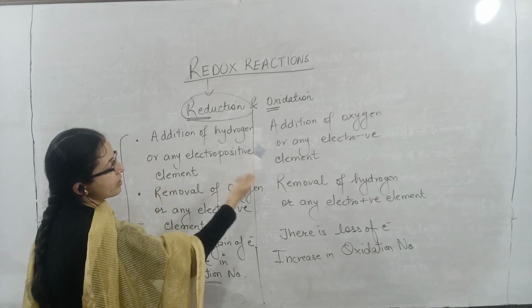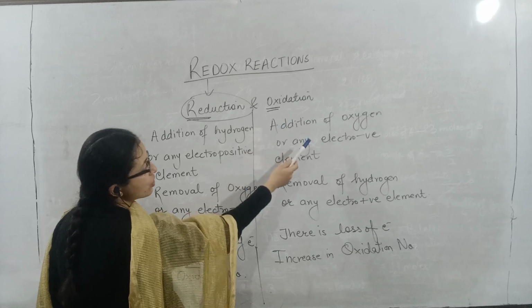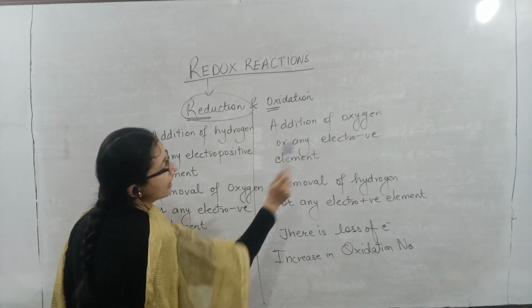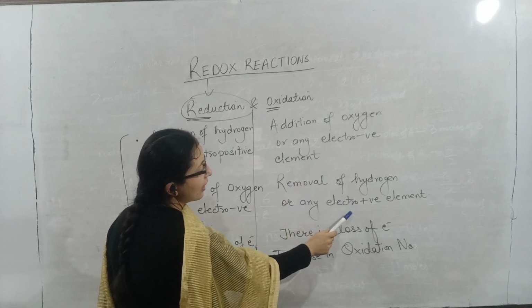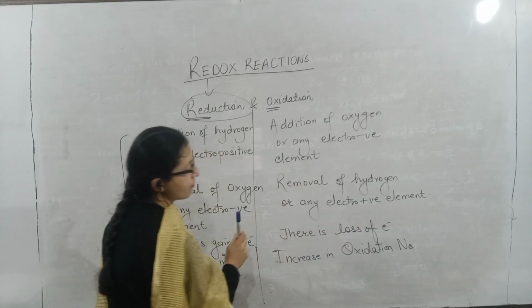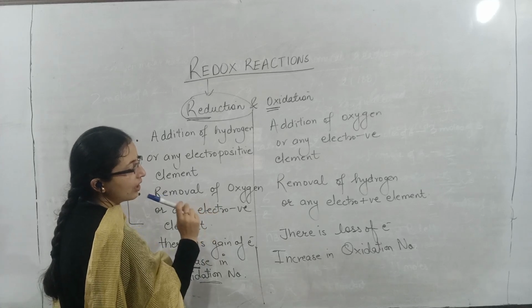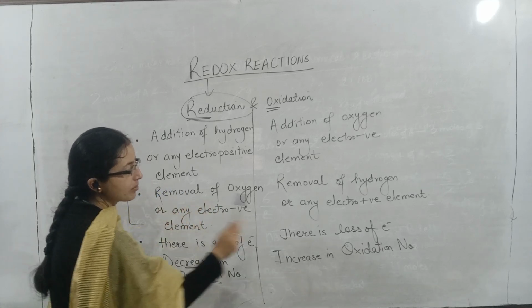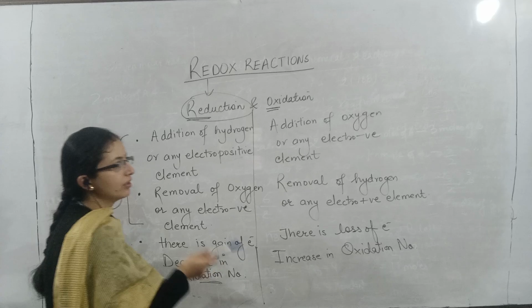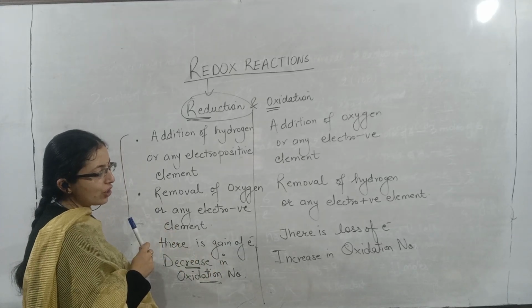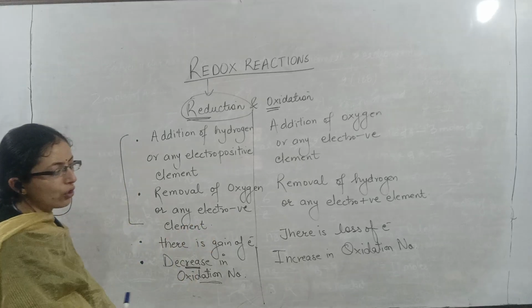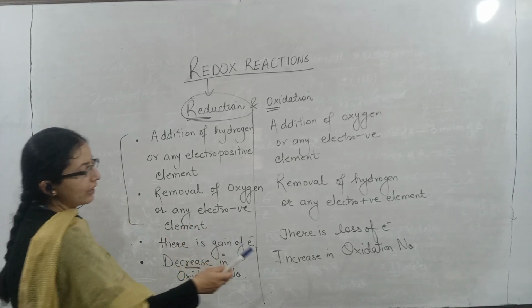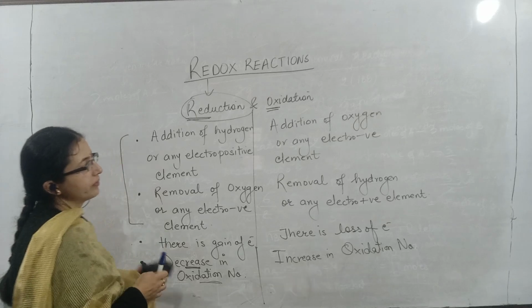Just the opposite is oxidation. Addition of oxygen or any electronegative element. Removal of hydrogen or any electropositive element is also oxidation. Then in terms of electronic concept, if there is loss of electron, then also we call it oxidation. If there is increase in oxidation number, we'll understand what oxidation number is, then also we call it as oxidation.